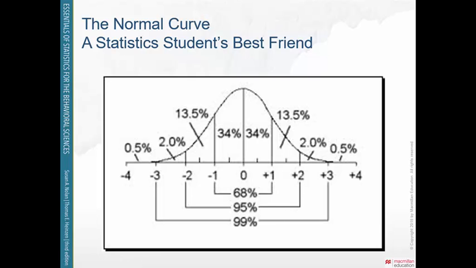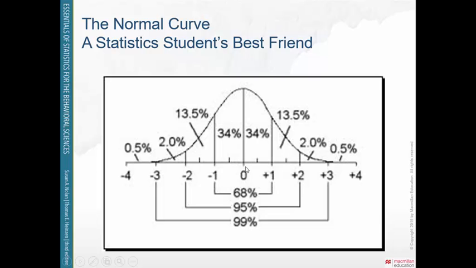I'm not sure if this will turn out to be your best friend, but it will certainly be important for you as we go through this class. Here's our normal curve. It is bell-shaped. It is unimodal. Here's the mode right in the middle. It is symmetrical, meaning 50% of the cases are below the mean and 50% of the cases are above the mean. And then there is a specific property that we know about normal curves.